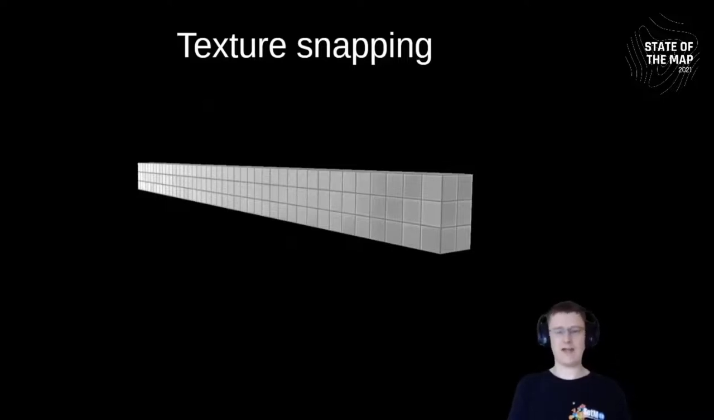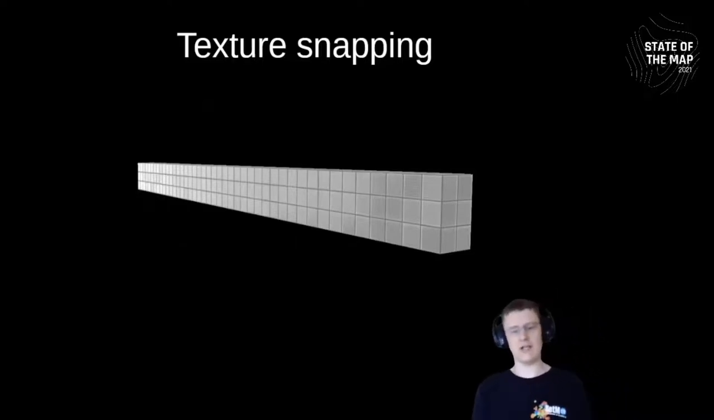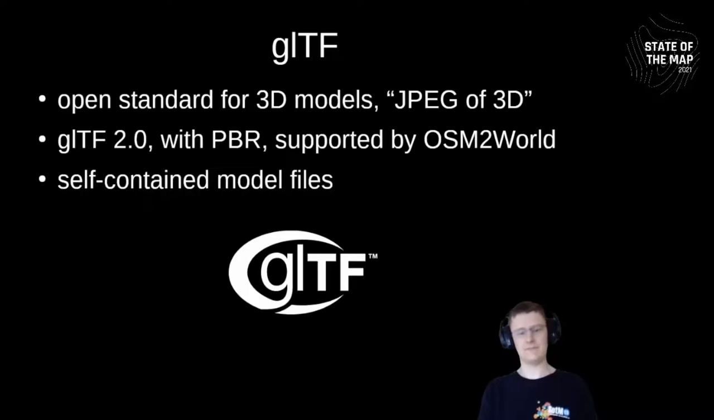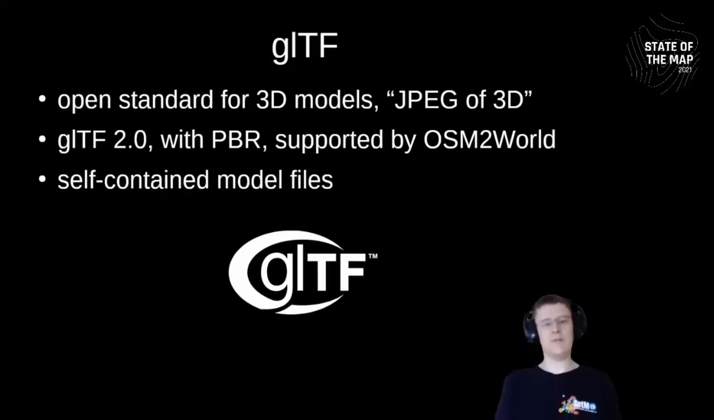And if I can get them to seamlessly end exactly at the end of the wall by making the texture a little bit larger or a little bit smaller, OSM2World now does this during the runtime of the program. All this work on PBR.